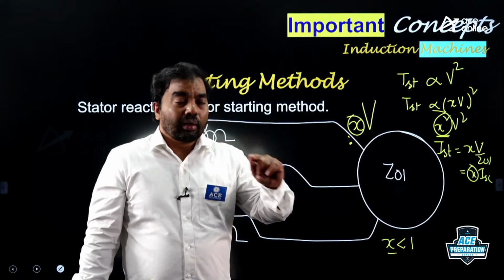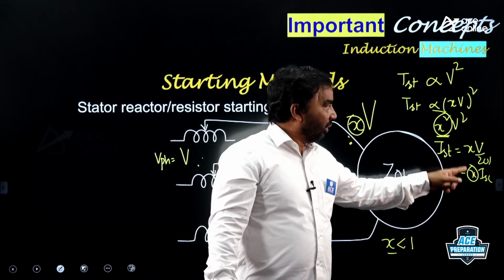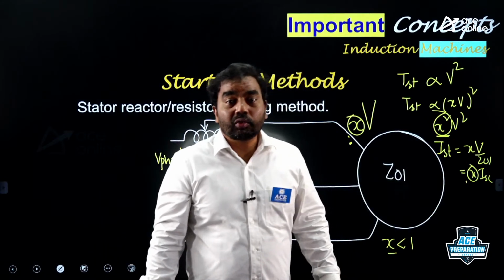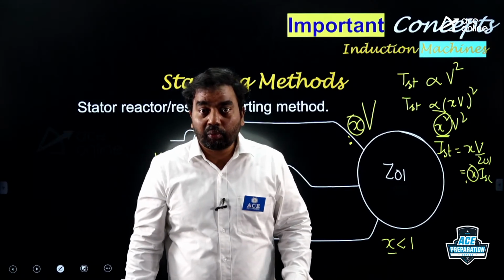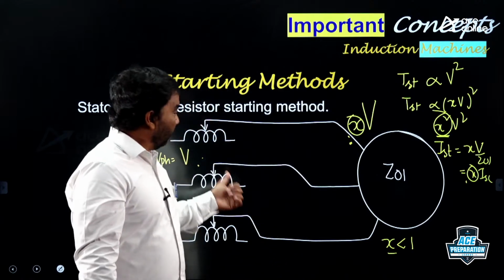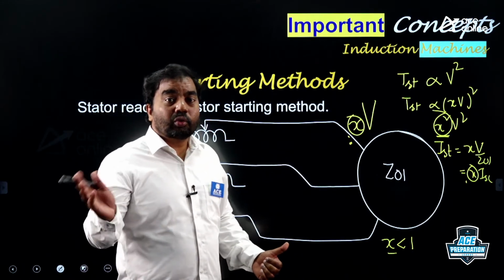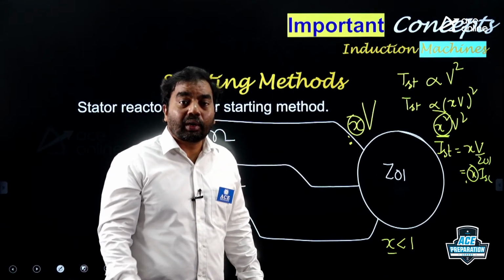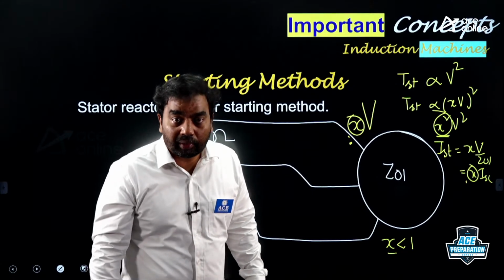So what are the main two problems we have with the variable reactor starter or stator reactor? The current will be reduced by x times, but the torque will be reduced by x squared times. So these starters cannot be used for high starting torque requirements. The other one is that because of this series reactor, the source has to supply more reactive power. As a result, the power factor of the source will be less.